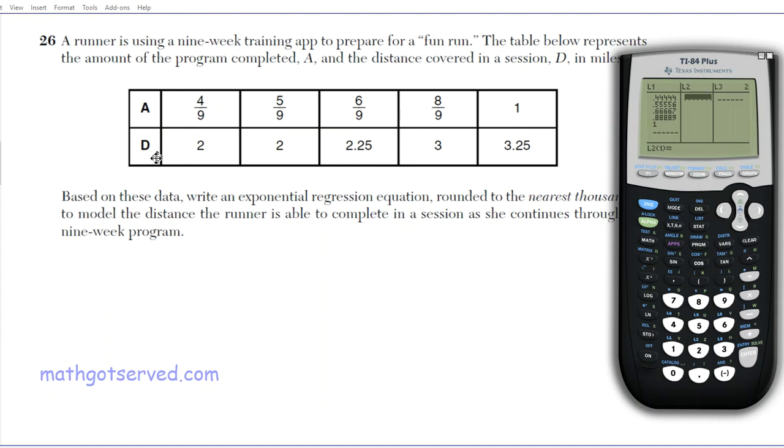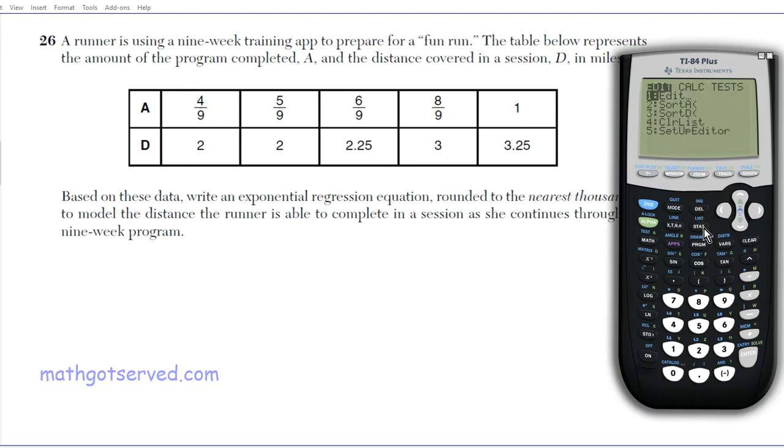We're going to proceed to enter row D into list 2. Okay, so we have 2, enter, 2, enter, 2.25, enter, 3, enter, and then 3.25, enter. Okay, so we have everything entered. Alright, so what we're going to do now is calculate the exponential regression using this data.